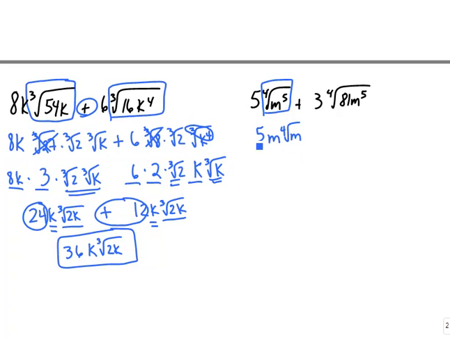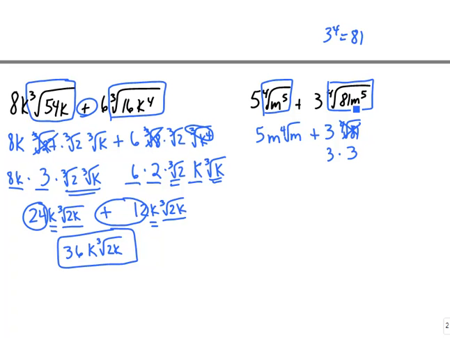And don't forget that we had that 5 out front. So the first term becomes 5m fourth root of m. For the second radical, we have this 3 on the outside, and now we're going to try to reduce our radical part. If you think about perfect fourths, 2 to the fourth is 16, 3 to the fourth is 81. So the fourth root of 81 is a perfect fourth already. It's going to reduce to 3 times the 3 that was already out front.